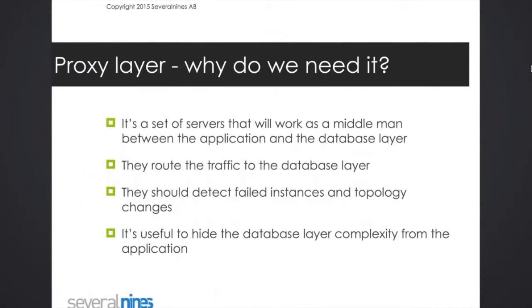So if a node is down, the proxy shouldn't route the traffic to it. It should distribute this traffic among the remaining healthy nodes. But the point here is also to hide the complexity of the database layer from the application. The application just has one handler that connects to the proxy, and that's it. The proxy does the magic behind the scenes, and the application doesn't have to be aware of all those problems.